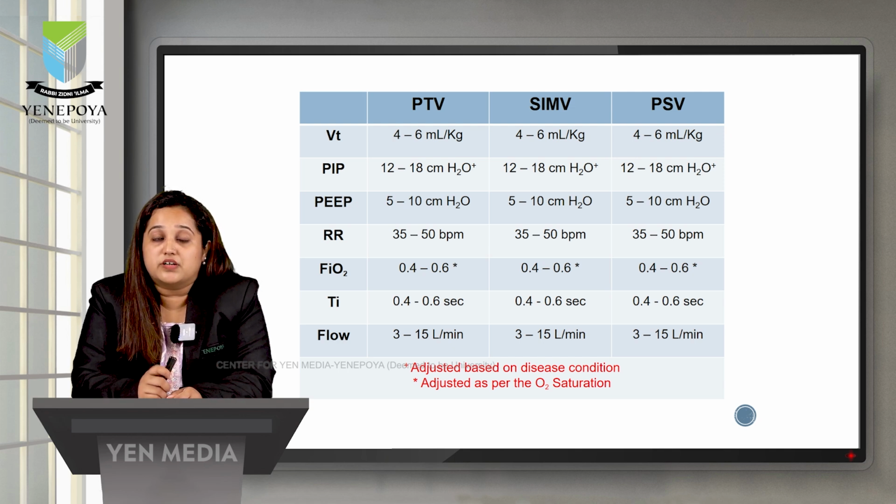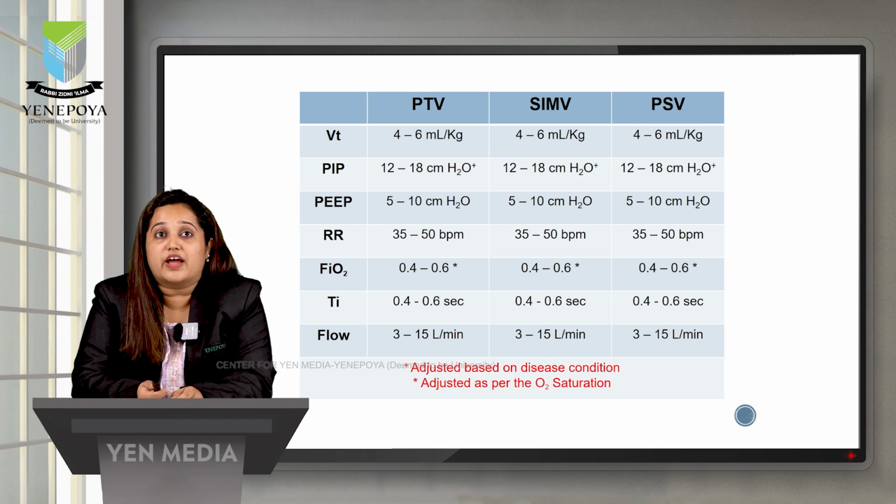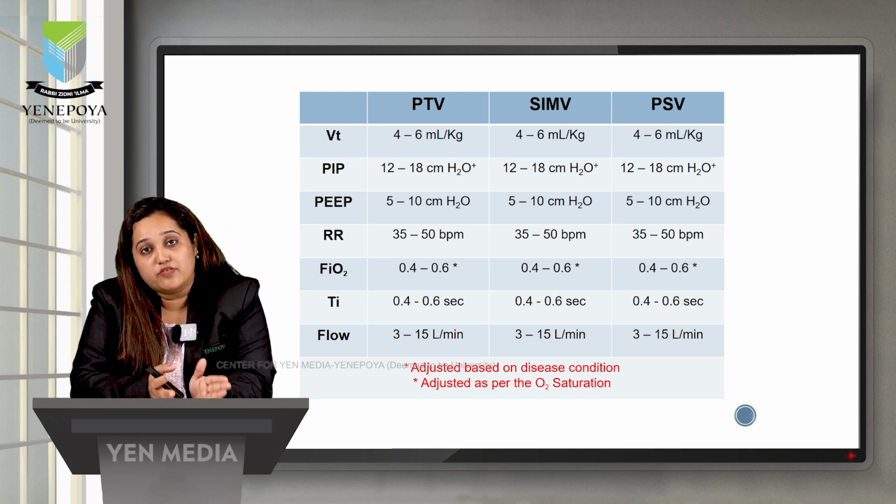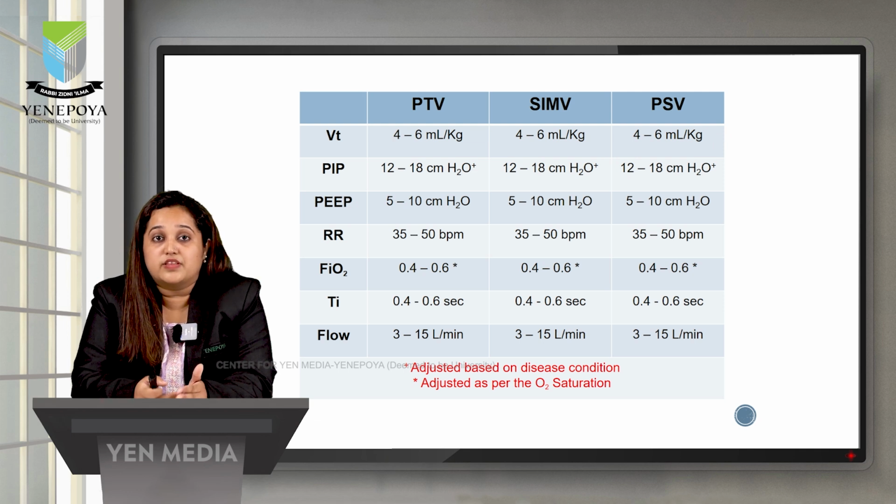The positive end expiratory pressure, somewhere between 5 to 10 centimeters of water. Again, depending on the condition, you can adjust the PEEP. Respiratory rate is ideally between 35 to 50 breaths per minute, but in cases of CO2 elimination, if you have to change the respiratory rate, you can go for a higher respiratory rate, that is 55 or up to 60 breaths per minute. FiO2 ideal setting is between 40 to 60%, but if the baby requires higher FiO2, if there is a demand for higher oxygenation, then you can go between 60 to 100% as well.